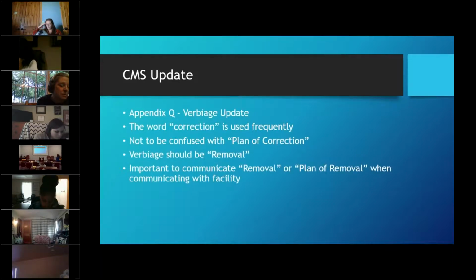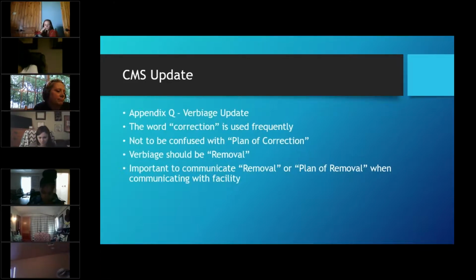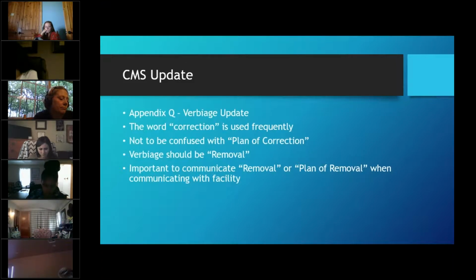The verbiage should be removal of the IJ. It's important to communicate removal or plan of removal when communicating with the facility and with the survey team as well. The IJ removal is when all the things in the plan have been completed. The plan of removal is actually what you're going to do to remove the immediacy of the problem.